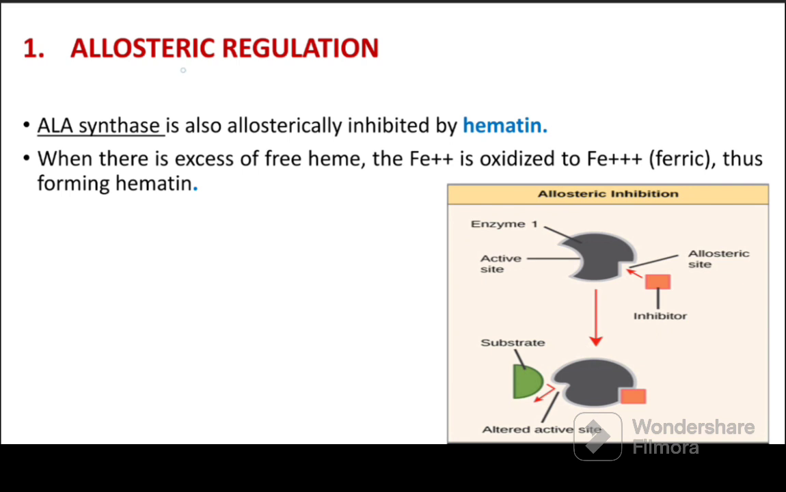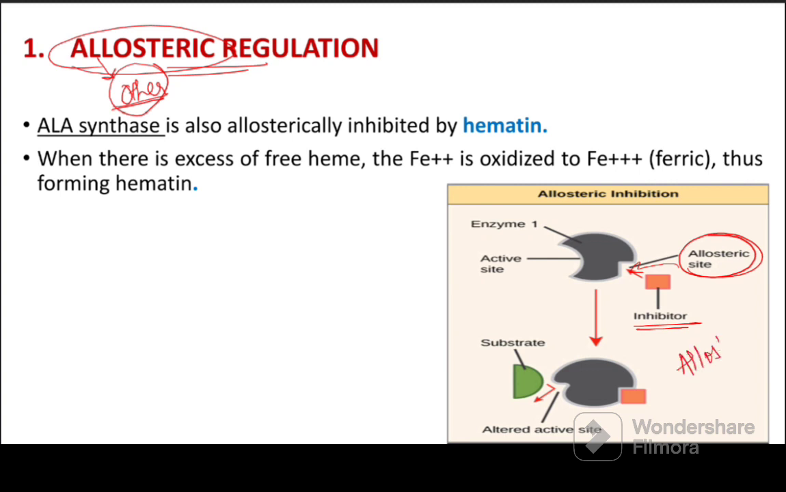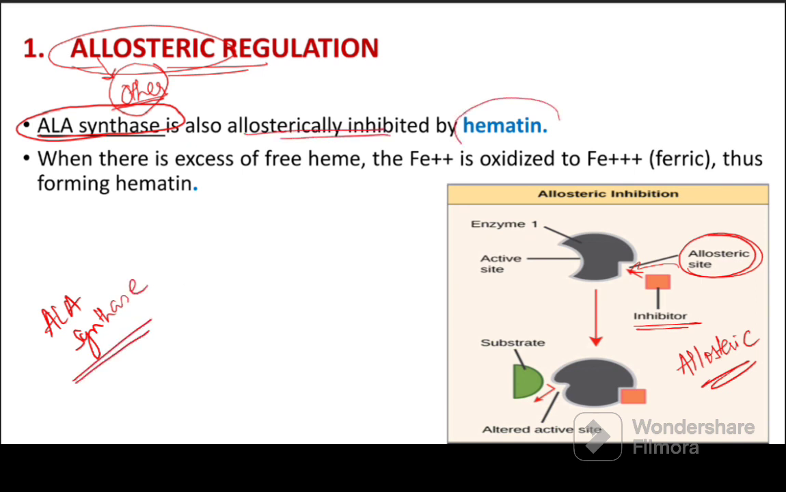So firstly, allosteric regulation. The word allos means other. So any site other than the active site is called an allosteric site. If inhibitors bind to the allosteric site and stop the chemical reaction, that particular inhibition is called allosteric inhibition. The key regulatory enzyme of heme synthesis, that is delta aminolevulinic acid synthase, is allosterically inhibited by hematin.